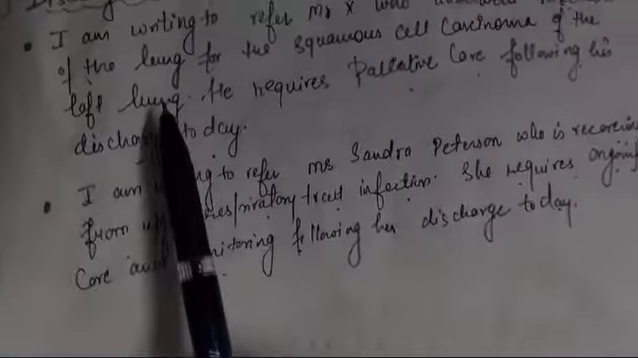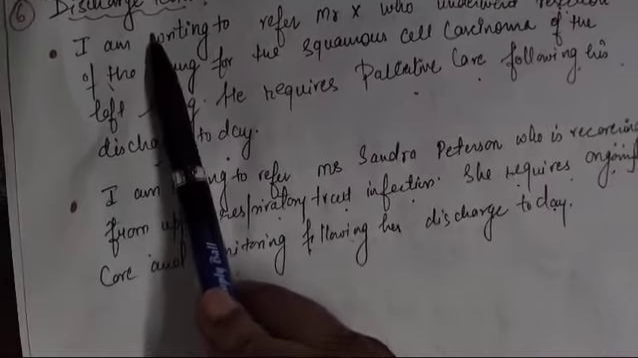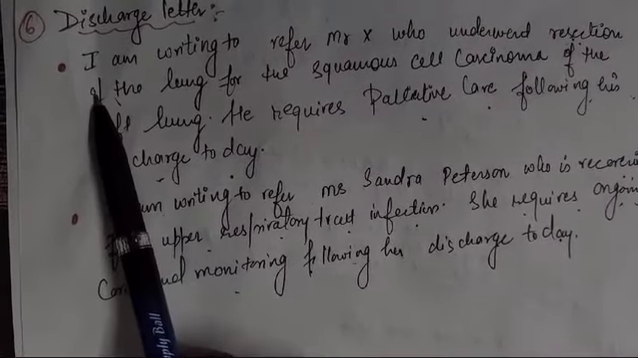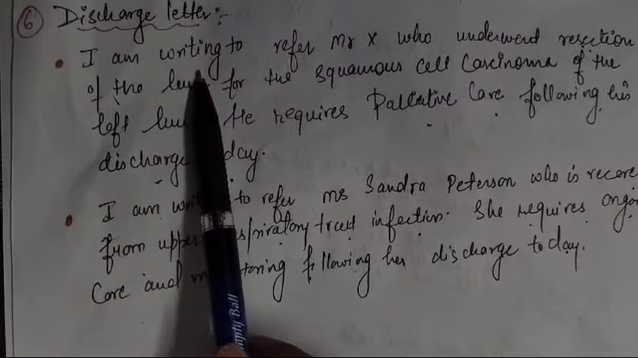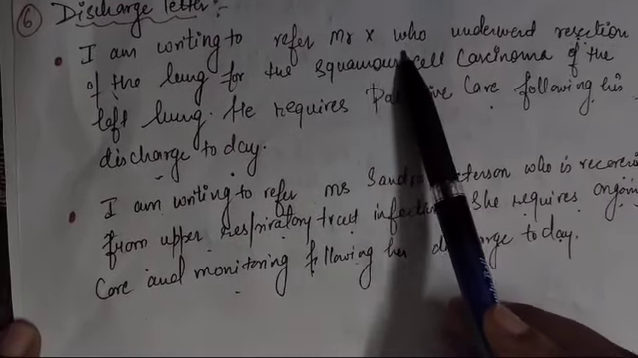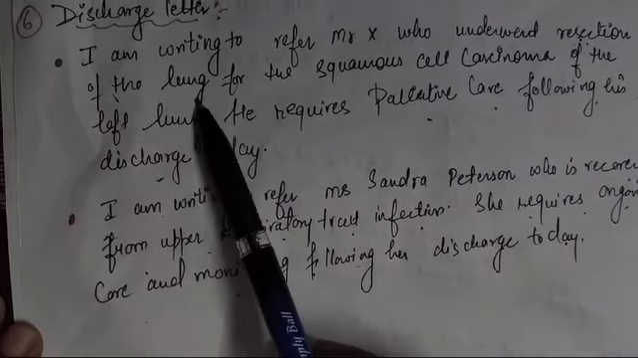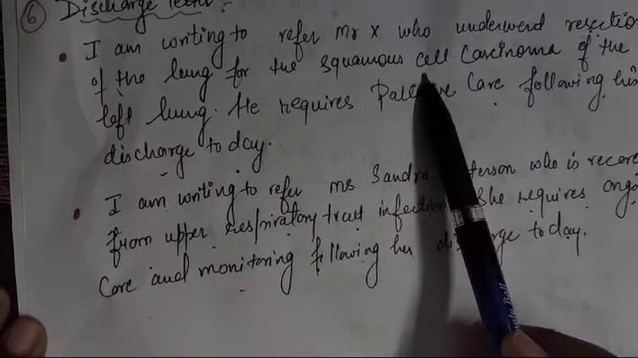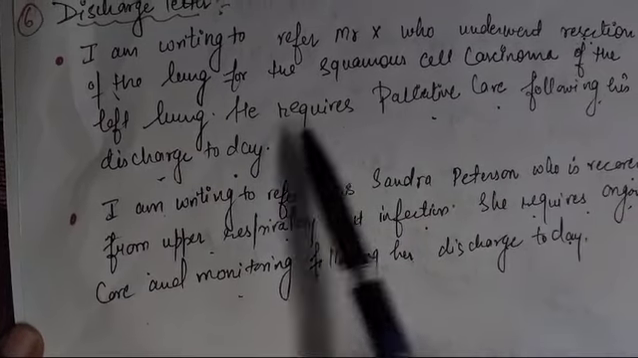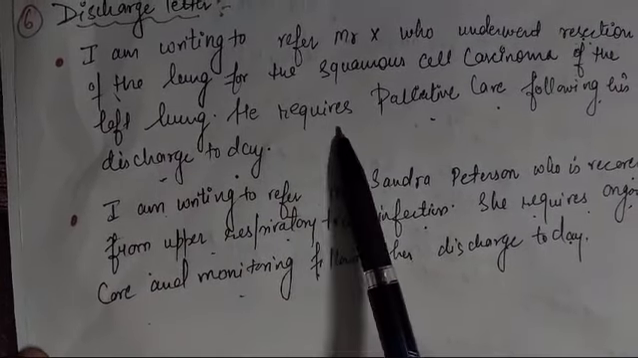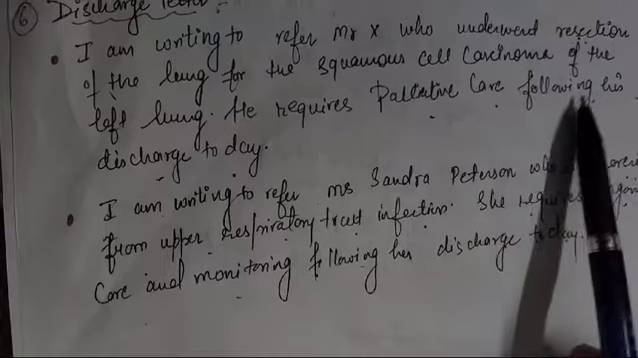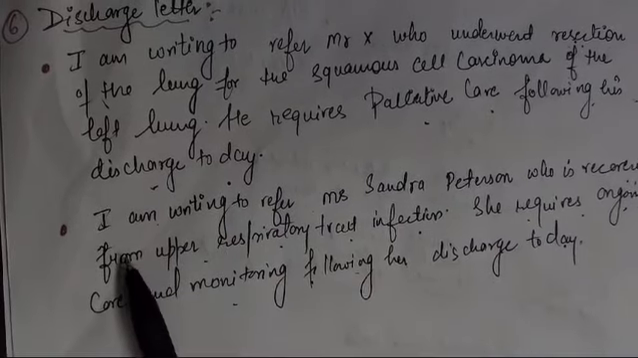Last one is the discharge letter. First example is: I am writing to refer Mr. X, who underwent resection of the lung for the squamous cell carcinoma of the left lung. He requires palliative care following his discharge today.